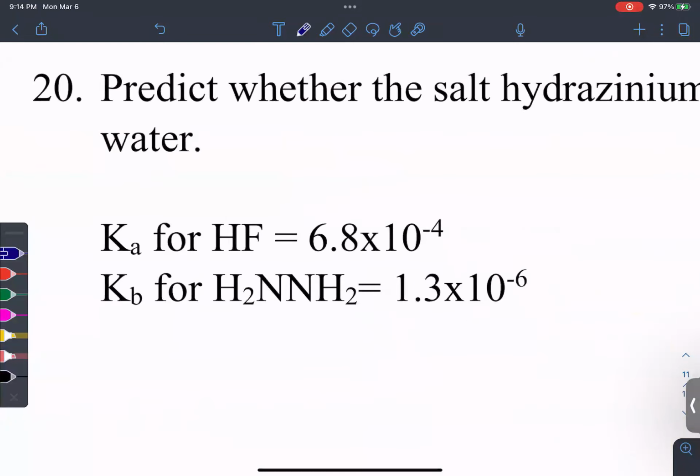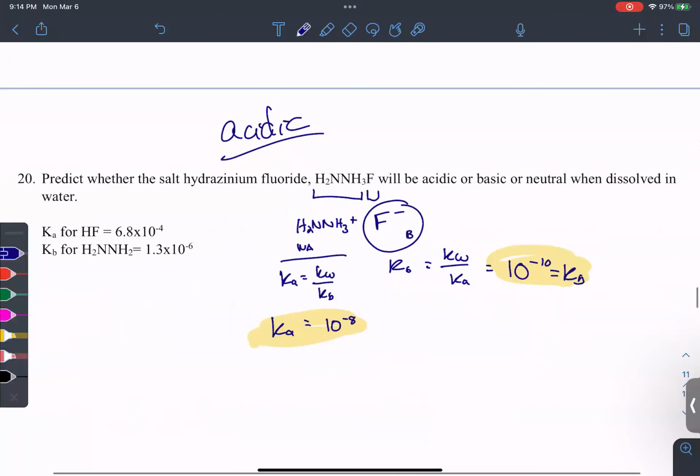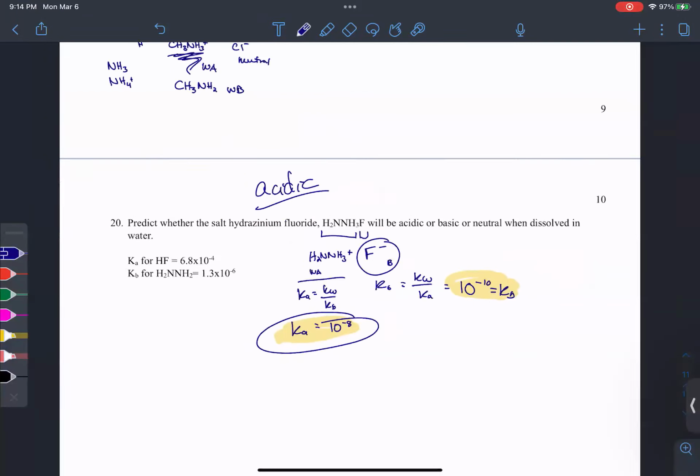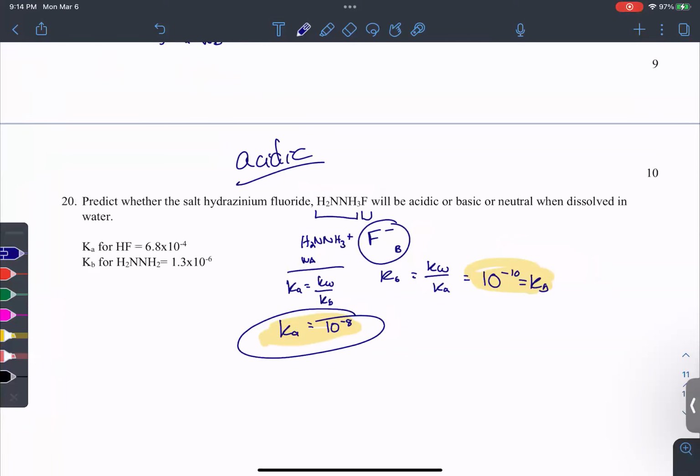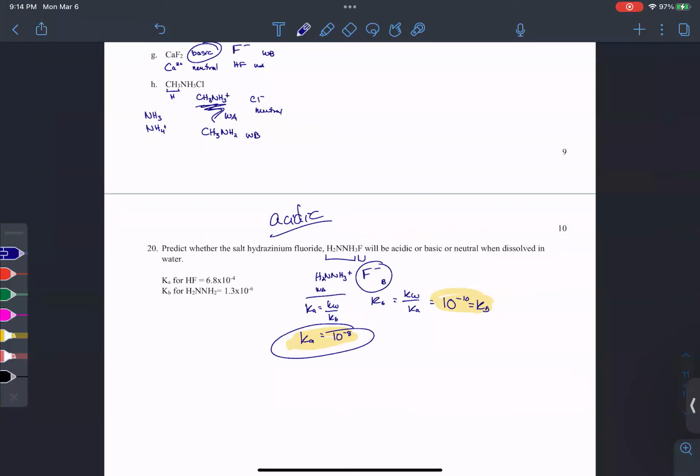So when you're looking at these ones, the Ka is larger than the Kb, that the acid is acting as a stronger acid. Okay.